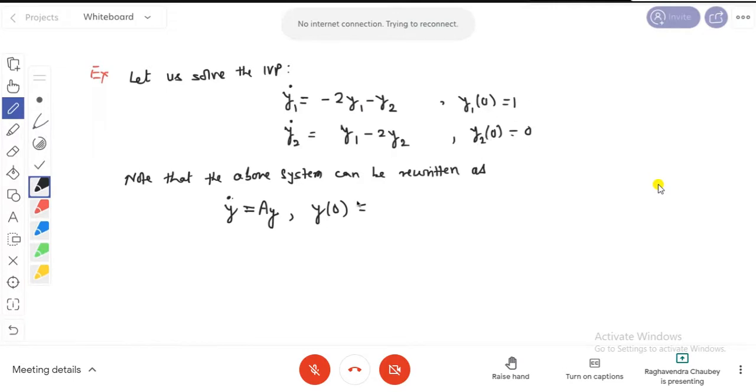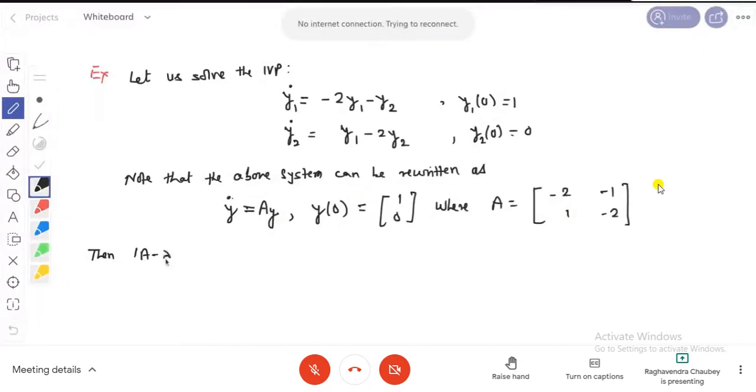Okay, so here y dot equals Ay, and y0, that is this initial condition, is (1, 0). And what is matrix A? This is minus 2, minus 1, 1 and minus 2. So this is your matrix A.